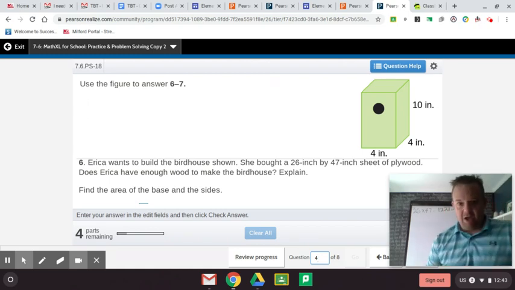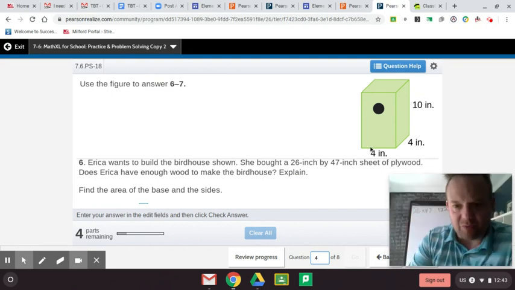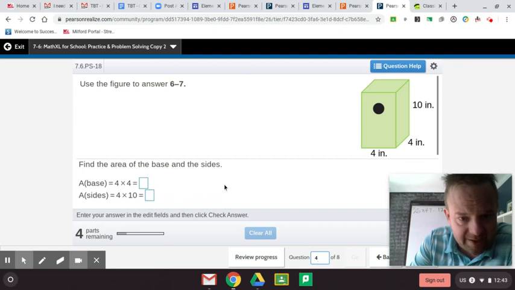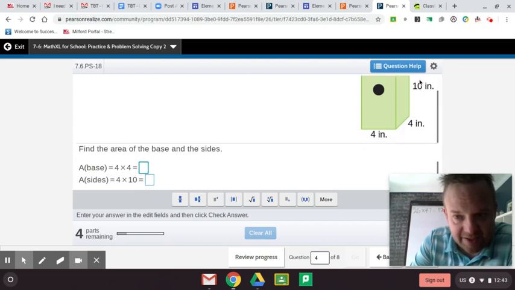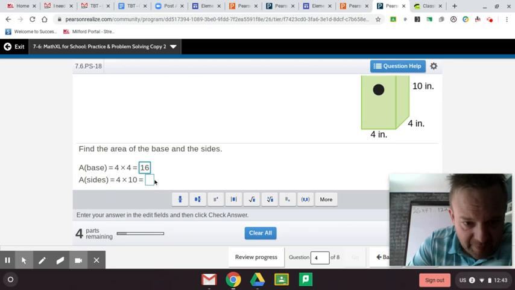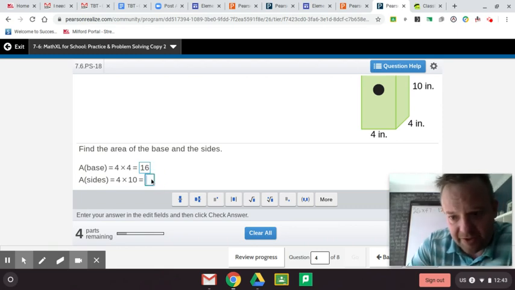Okay, now, in order to find the area of this birdhouse, we're going to find the area of all the faces, all 6 faces, subtract out the circle, and add them up. So find the area of the base and the sides. So the base is, can you guys see that that's 4 times 4? So the base is 16. For my example, I know you have different numbers.